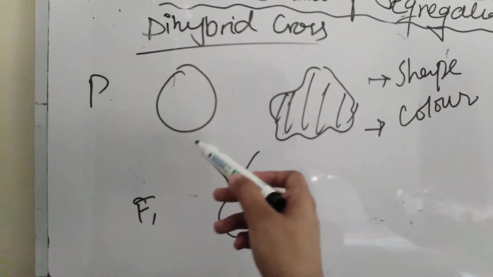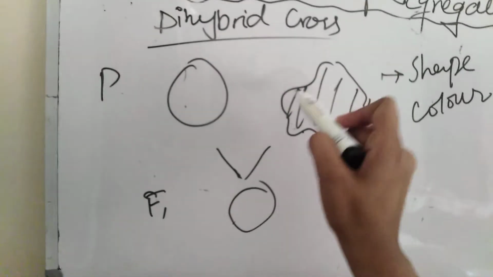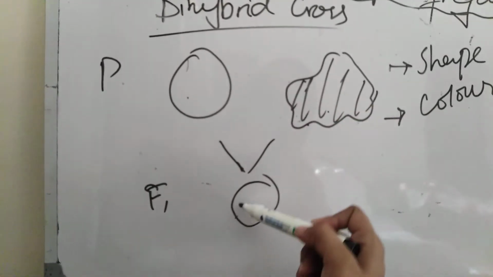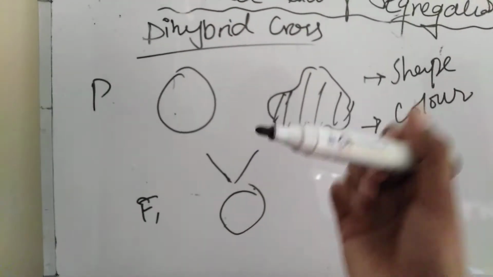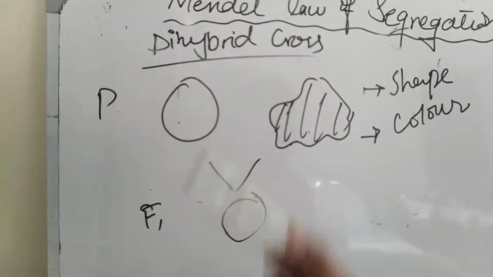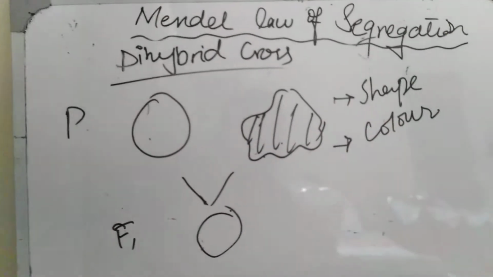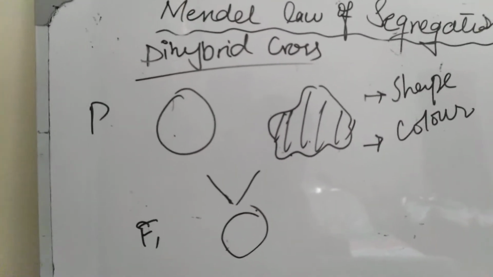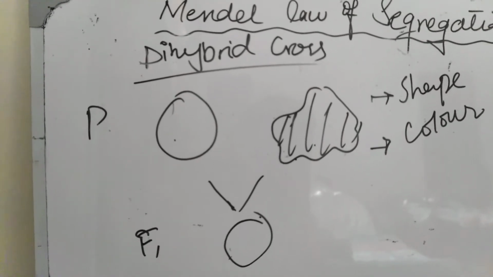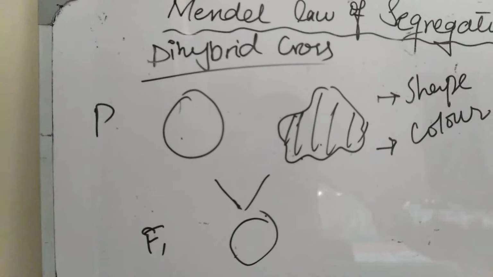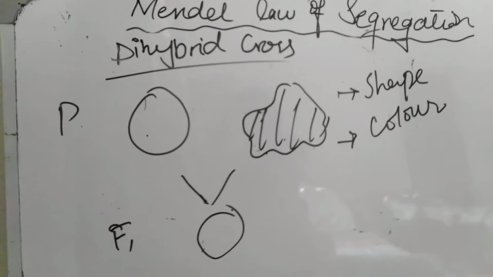I have drawn this seed as round and yellow, and this seed as wrinkled and green. Then I have generated its offspring, which is round and yellow. A cross in which two traits are studied at a time is known as a dihybrid cross. But the point is, we will discuss dihybrid cross in Mendel's law of independent assortment, and monohybrid cross in Mendel's law of segregation.